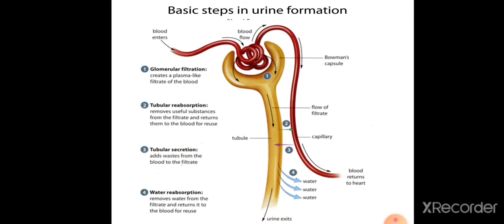Now the basic steps in urine formation include glomerular filtration, which creates a plasma-like filtrate of the blood. Then the second step is tubular reabsorption, that is absorption of all the valuable filtrates in the proximal convoluted tubule. It removes all the useful substances from the filtrate and returns them back to the blood for reuse. Then tubular secretion, that is, it adds waste from the blood to the filtrate. Then water reabsorption, it removes the water from the filtrate and returns it to the blood for reuse.